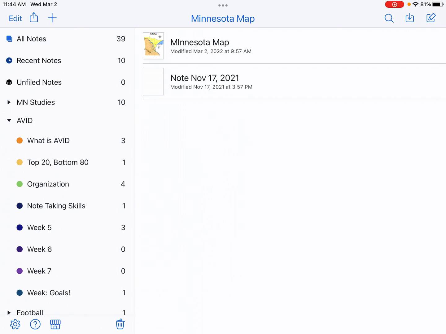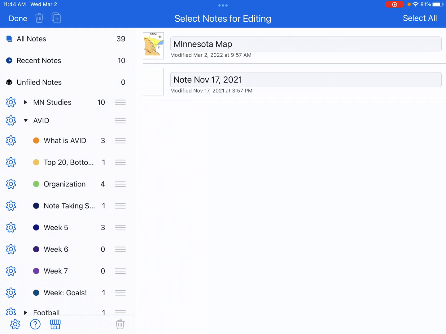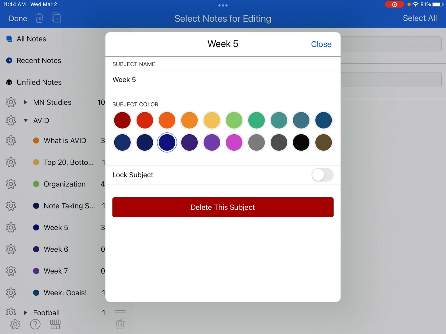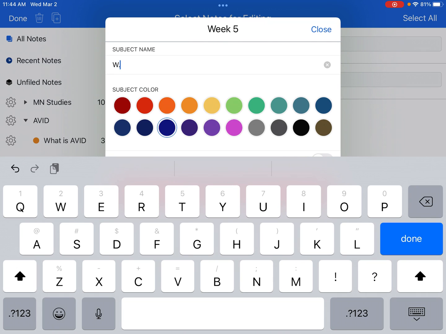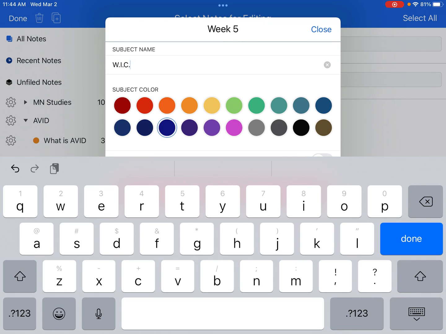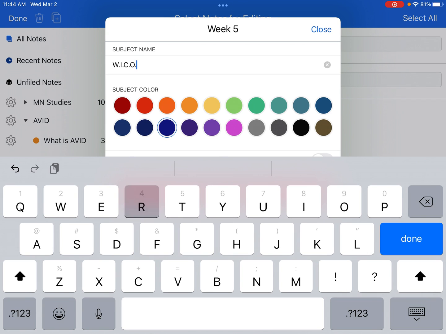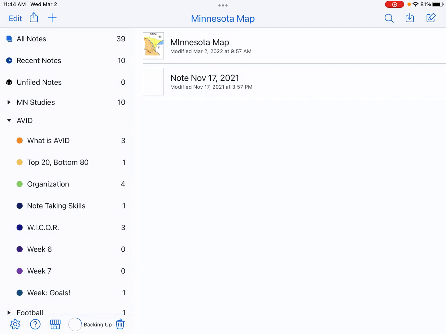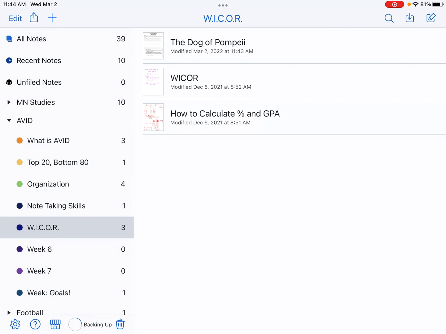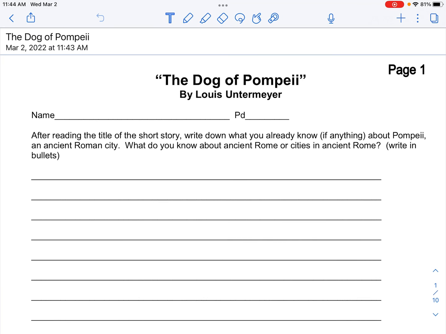I'm going to actually change this name. So for those of you who don't know how to do this, it's pretty simple. I went into Edit, and I'm going to title this Wicker. Okay, so now we are done. There's Wicker. I go into my Wicker, and there is my Dog of Pompeii.